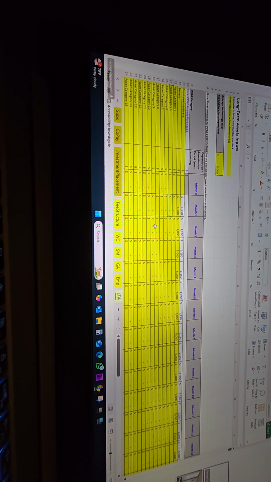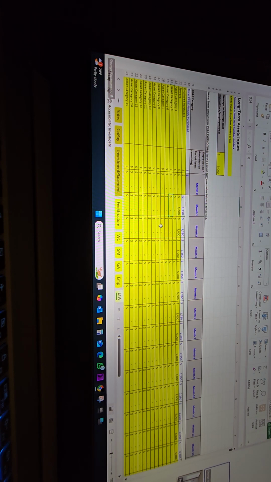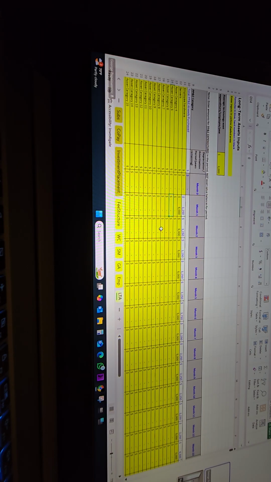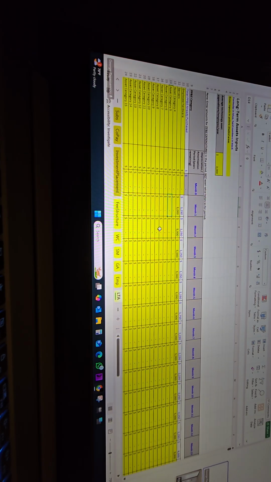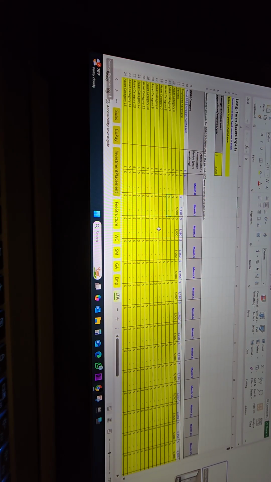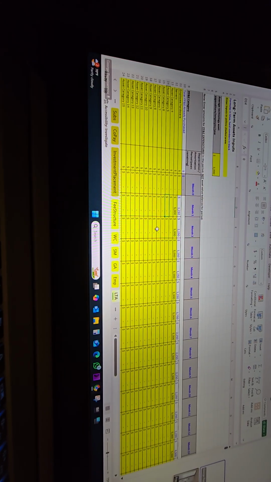Long-term assets, this is very important for you guys because you're going to need a lot of equipment. Basically, it'll be some variation that looks something like this, where we put in when we expect to make capital expenditures in each category, and then for each of those capital expenditures, what is the depreciation period?